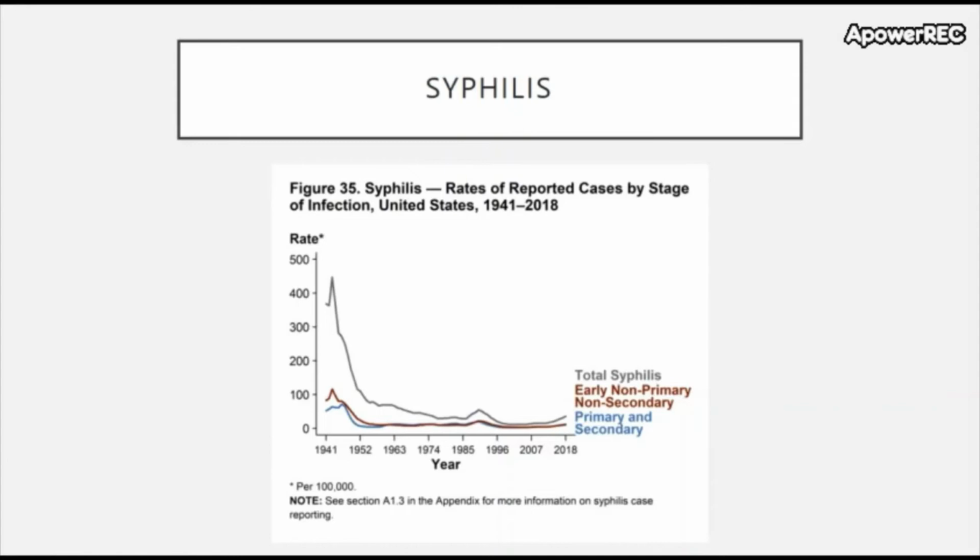With the use of antibiotics and sexual protection methods, we've dropped those cases down precipitously. However, we've seen that over the past 17-20 years, we've had an uptick in the total number of syphilis cases.